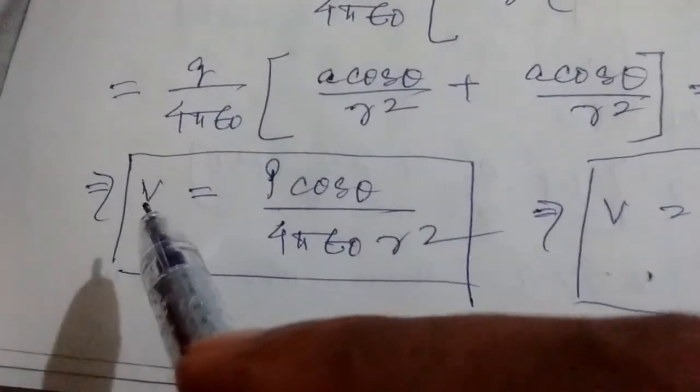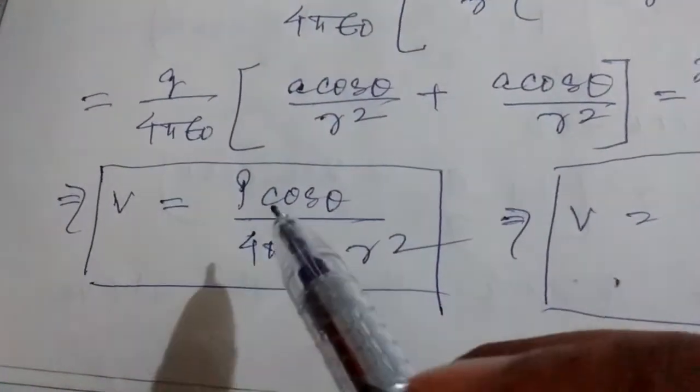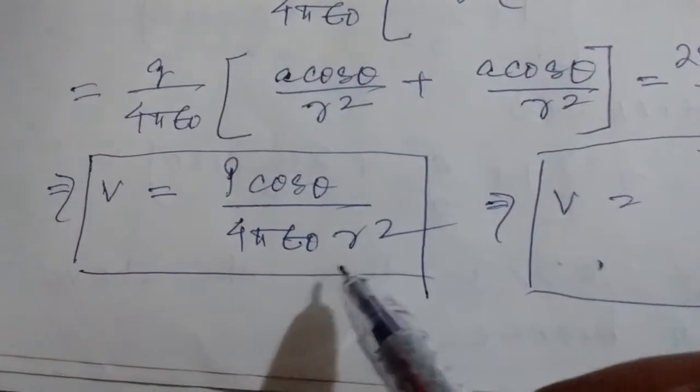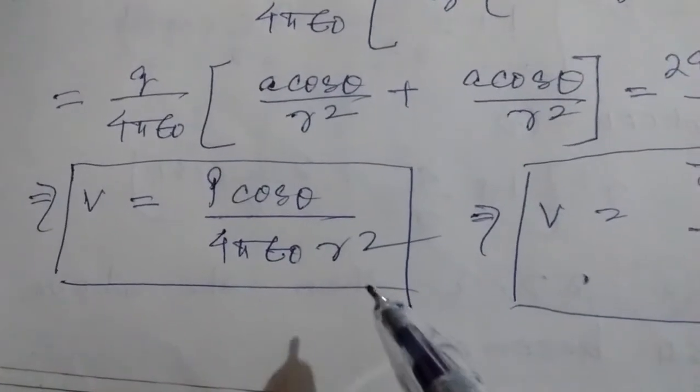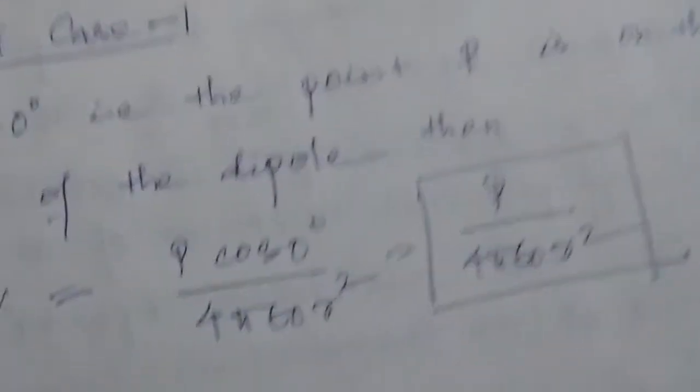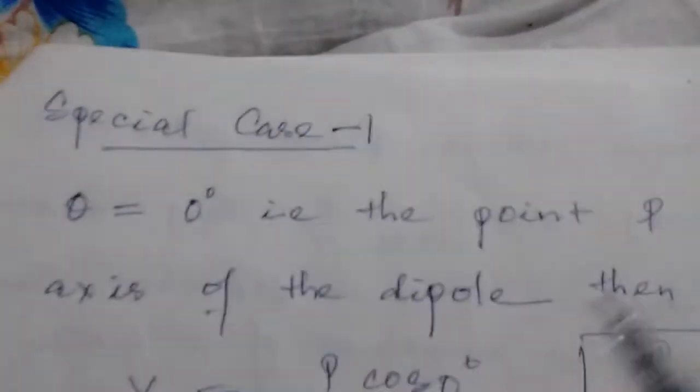This term is rarely used. This is the actual formula. Potential at any random point is p cos theta by 4 pi epsilon naught r square, where r is the distance of that random point from the center of the dipole. Now we shall look at special cases.